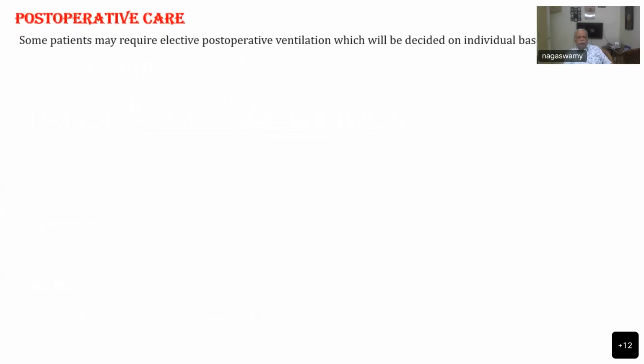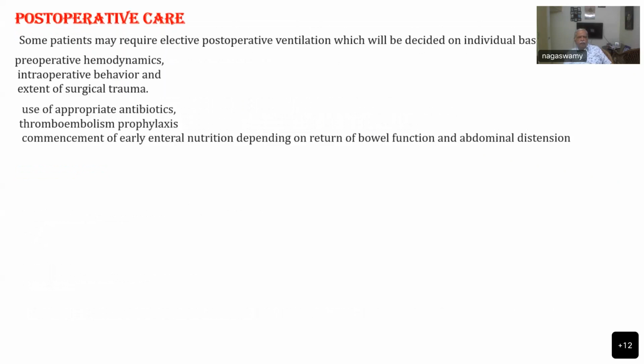Now, postoperative care of this patient. Some patients may require elective postoperative ventilation, which will be decided on an individual basis, based on the preoperative hemodynamic status, intraoperative behavior of the patient, and the extent of surgical trauma. These three factors will decide whether you can extubate the patient on the table or you have to do elective ventilation. And use of appropriate antibiotics, thromboembolic prophylaxis, commencement of early enteral nutrition depending upon the return of bowel function and how abdominal distension decreases.